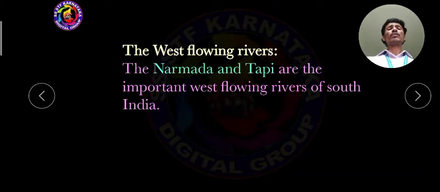After the east flowing rivers, let us gather detailed information about the west flowing rivers of South India. The Narmada and Tapi are the very important rivers flowing west.